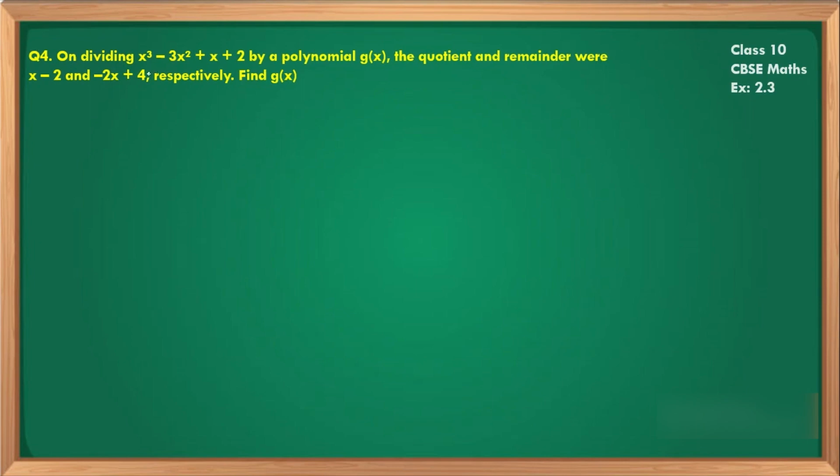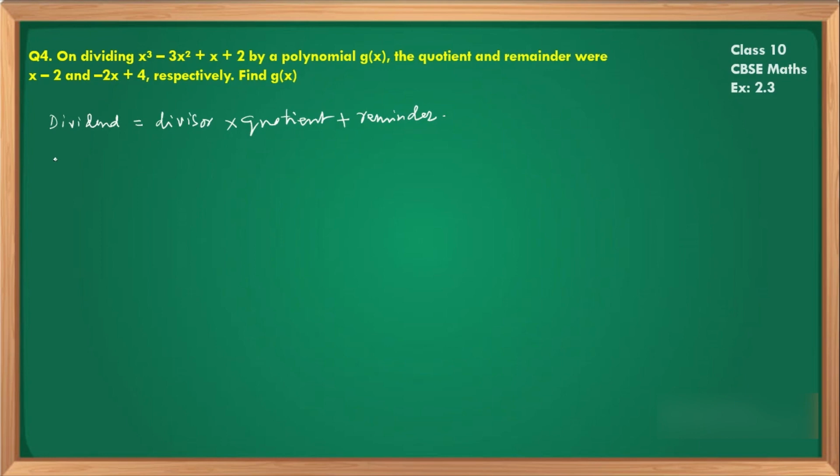On dividing x cubed minus 3x squared plus x plus 2 by a polynomial gx, the quotient and remainder were x minus 2 and minus 2x plus 4 respectively. Find gx. What is gx? Gx is the divisor, right? Now we know the dividend is equal to divisor into quotient plus remainder. Now we will apply this formula and substitute all the values.